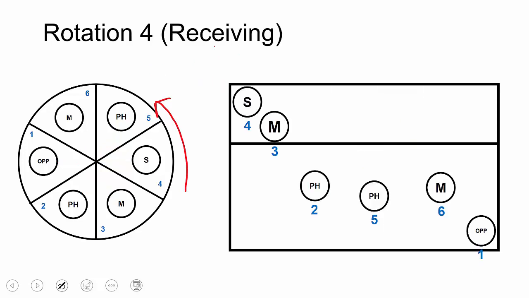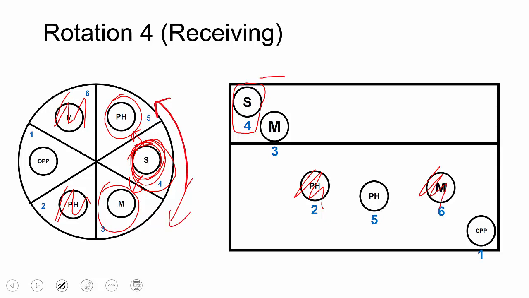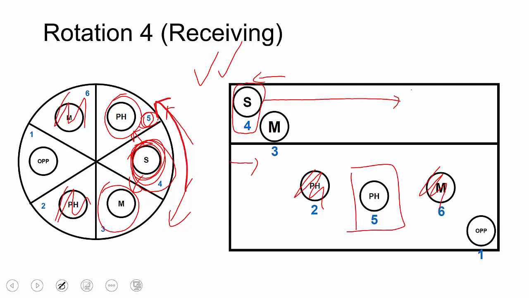Alright, receiving, once again, the setter in position 4 has to be in between the pass hitter in 5, and the middle in 6, right? Don't care about these guys. Is this setter between them? Okay, we're still looking at the setter here. Alright, the setter is to the left of the middle. Setter has to be to the left of the middle. Okay, that's good. And the setter has to be to the right of the pass hitter in position 5 right here. And yes, we see that. Okay, that's all good. So this is in rotation. The setter would just run here, set from here.